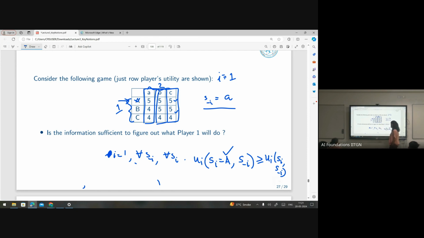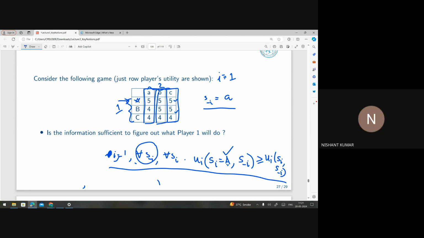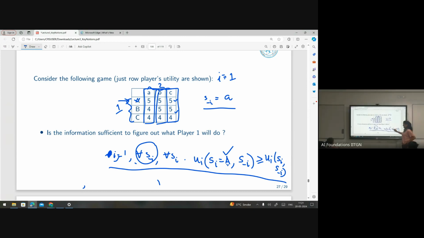That's what I have written mathematically over here. No matter what the other player chooses, if I play A, then I am getting the maximum. So Si equals capital A, and then S minus I. What does it mean? Why S minus I? S minus I represents the strategies of the other agent. What could S minus I be? It could be small a, small b, small c, right? It could be all 3. So no matter what it is, S minus I is just a placeholder for any of these 3 other strategies. Okay.